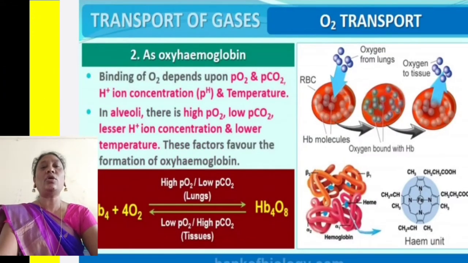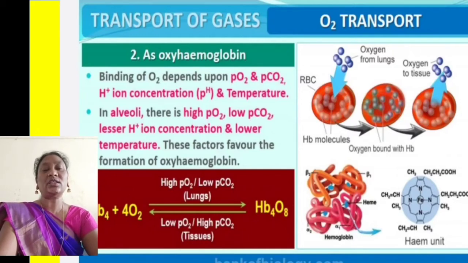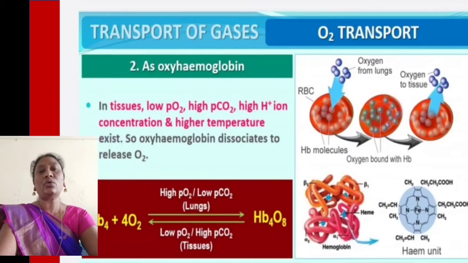The binding of oxygen to hemoglobin depends on the pressure of oxygen, the pressure of carbon dioxide, hydrogen ion concentration (pH), and temperature. In the alveoli there is a high PO2, low PCO2, low H+ ion concentration and a lower temperature. These factors favor the formation of oxyhemoglobin, that is, Hb plus oxygen molecules, a reversible reaction in the lungs and tissues.